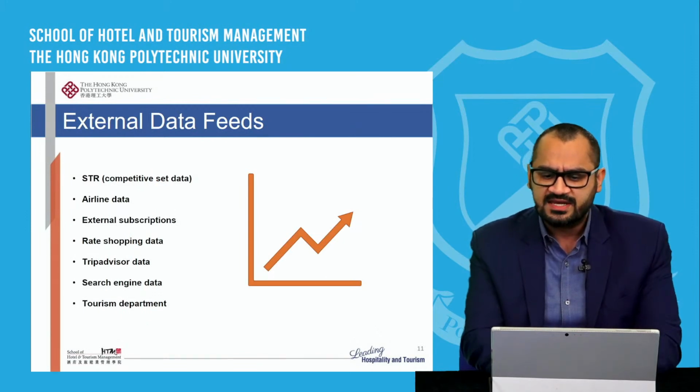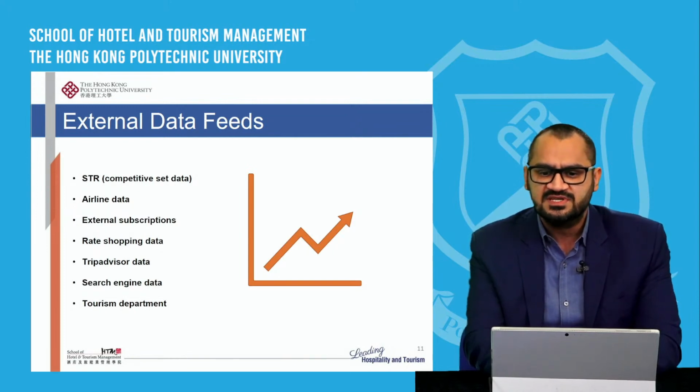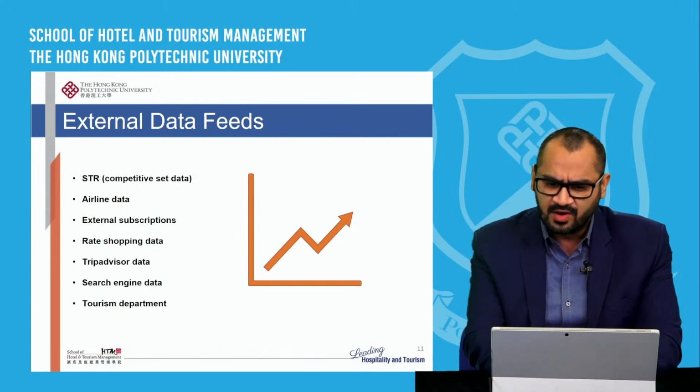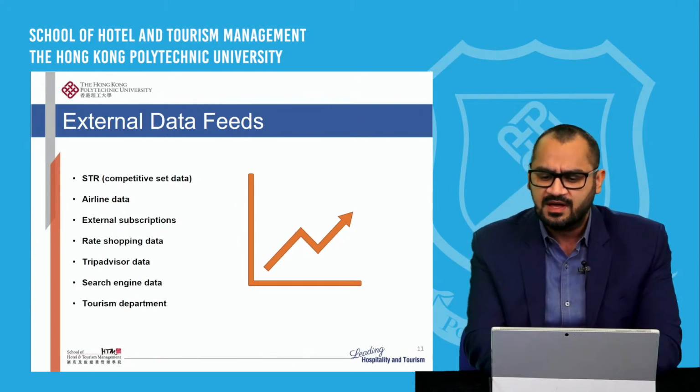Now we will look at external data feeds. It is not uncommon to overlay internal data with external data for more accuracy. After accommodating the external indicators such as those listed on this slide, for example, STR, airline data, external subscriptions, TripAdvisor data, and so on, hotel organizations can become more strategic and competitive in their initiatives.